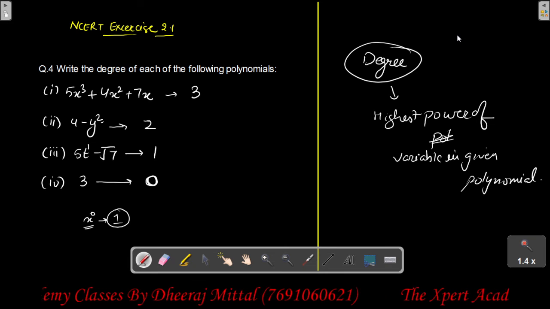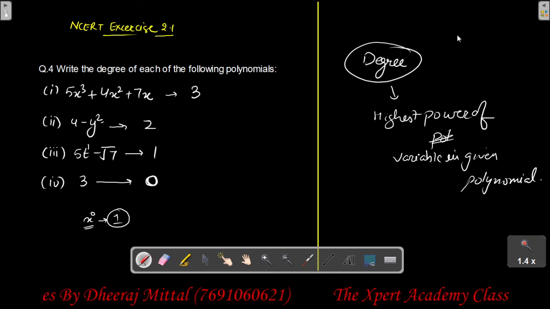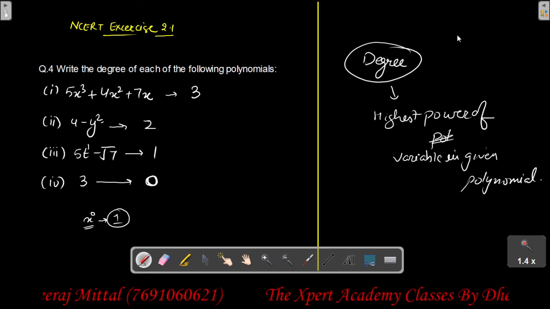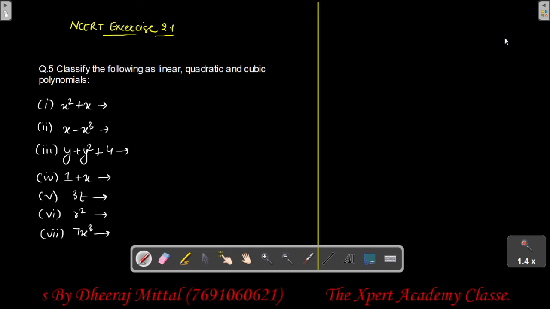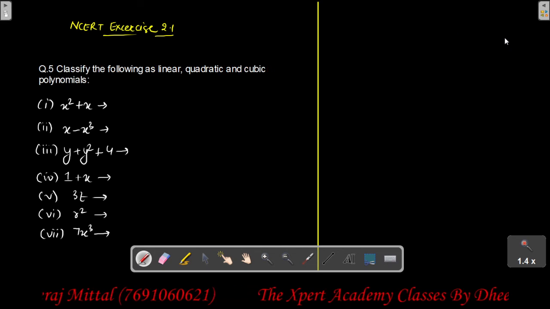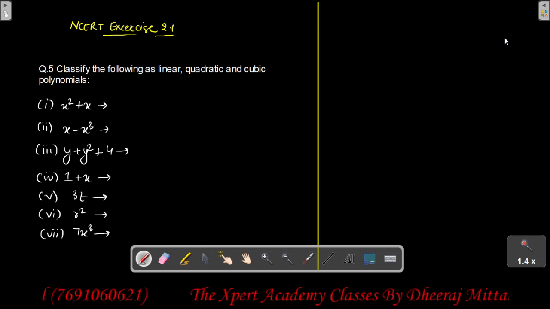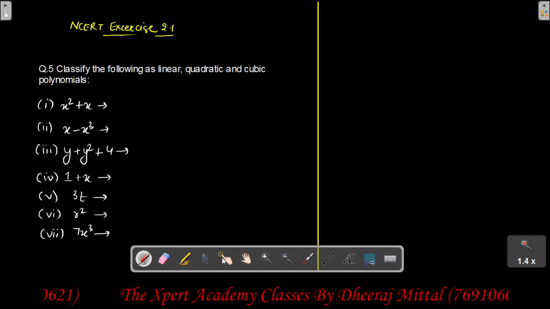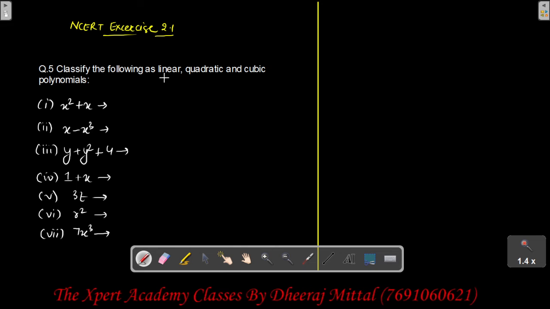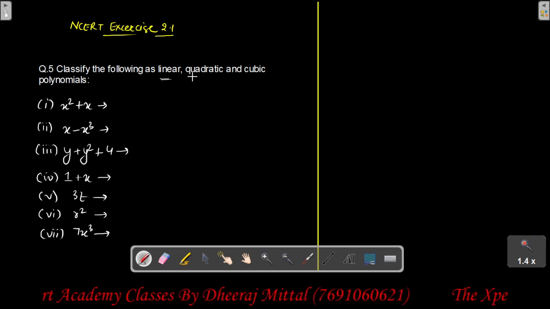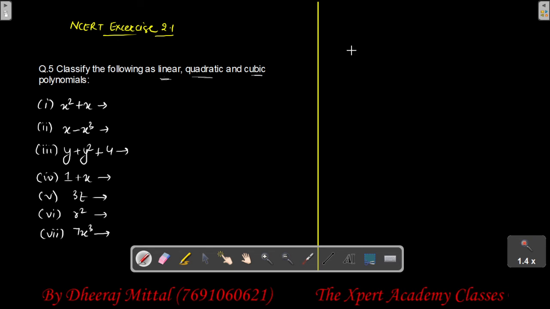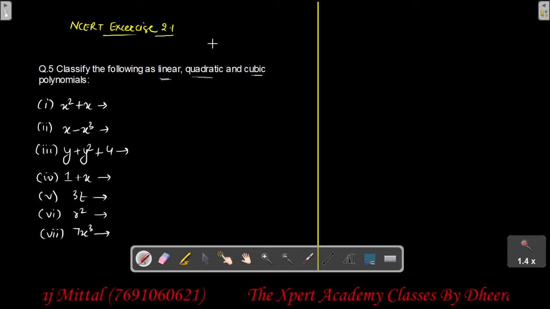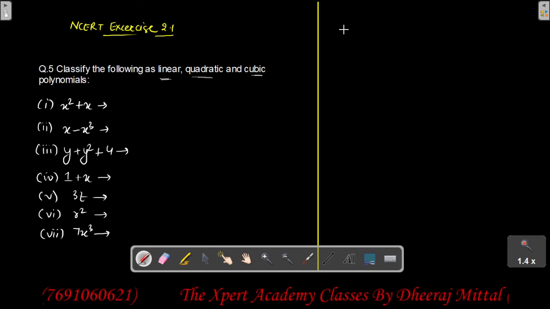Now we will do the last question of exercise 2.1. So look at question number 5. Question number 5 is: classify the following as linear, quadratic and cubic polynomials. First we will discuss what a linear, quadratic or cubic polynomial is.